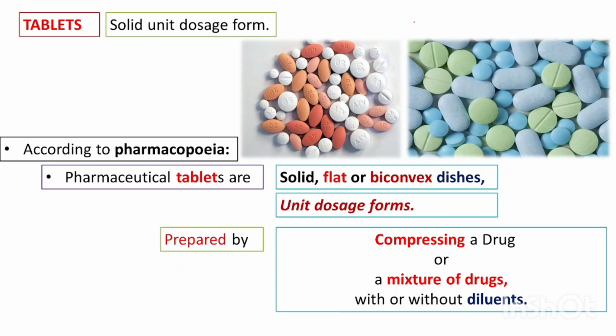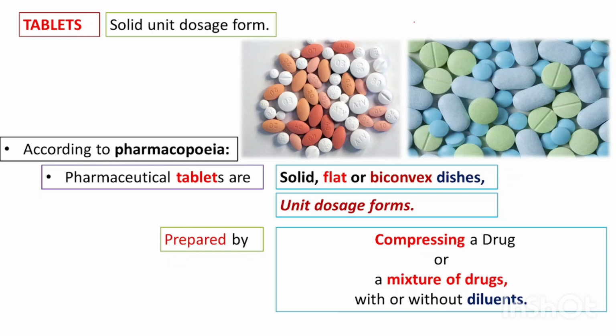So coming to the topic, tablets are solid unit dosage forms. Mostly here we can take a tablet as a single dose at a time, and it is solid in nature. Its physical form is solid, right? So coming to the definition, according to the pharmacopoeia, pharmaceutical tablets are solid, flat, or biconvex discs, and also these are unit dosage forms, prepared by compressing a drug or a mixture of drugs.